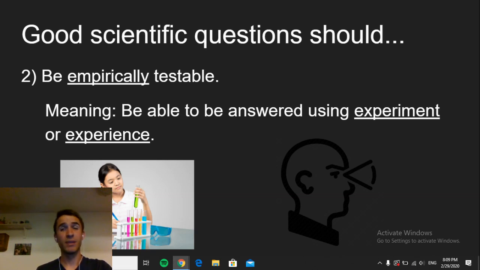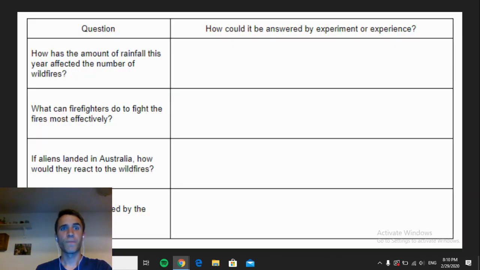You should be able to explain how you could answer your question using an experiment or using some sort of experience, right? So right here you have another table. On this table you have 4 questions. For each question, I want you to answer in this section how it could be answered. How could you answer your question using an experiment or using an experience? So the first question says, how has the amount of rainfall this year affected the number of wildfires?